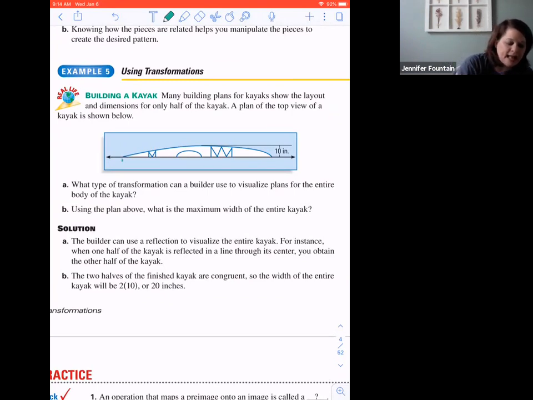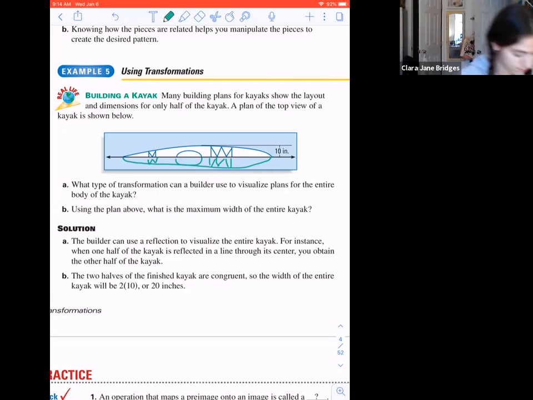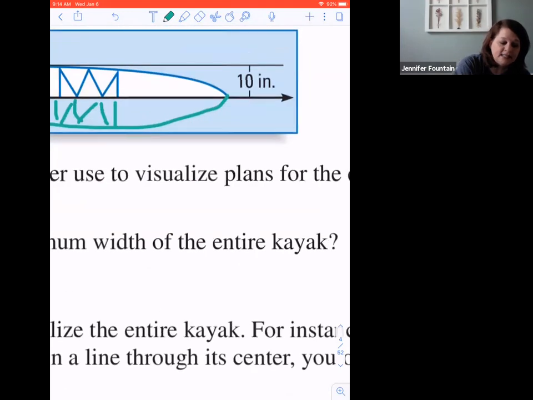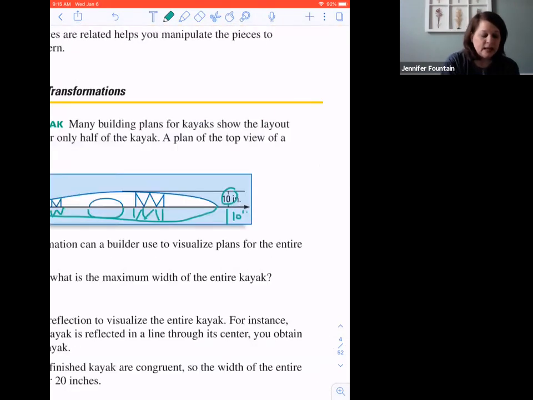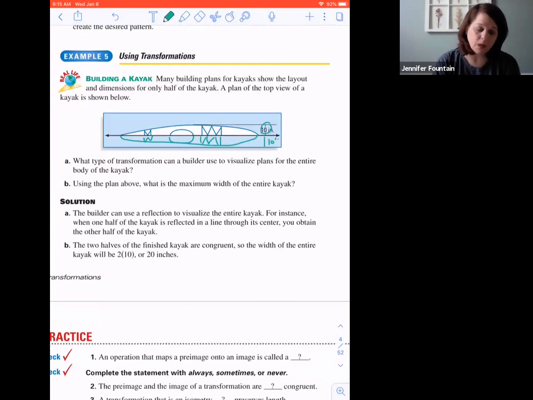If I'm wanting my kayak to be exactly the same on the other side, obviously it's not going to be exactly the same in my drawing, but what kind of transformation am I using here to visualize it? Reflection. We've got a reflection again, okay? So we can see that in this measurement here, it has 10 inches. So I know that over here, this would be 10 inches as well. Whatever my measurements are for one side, I know that the measures are going to be the same because it's an isometry. And so I know it's got to be exactly the same, okay?